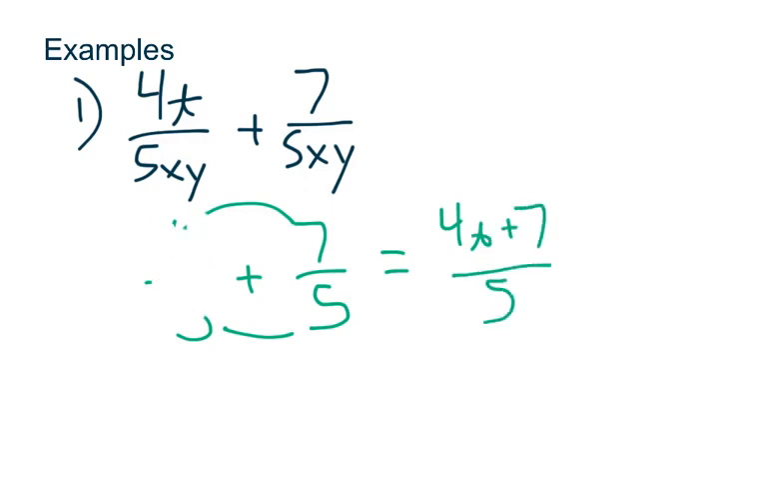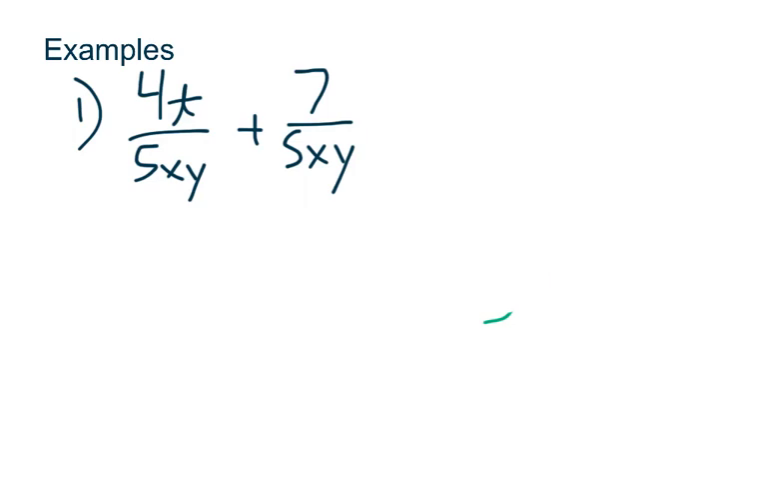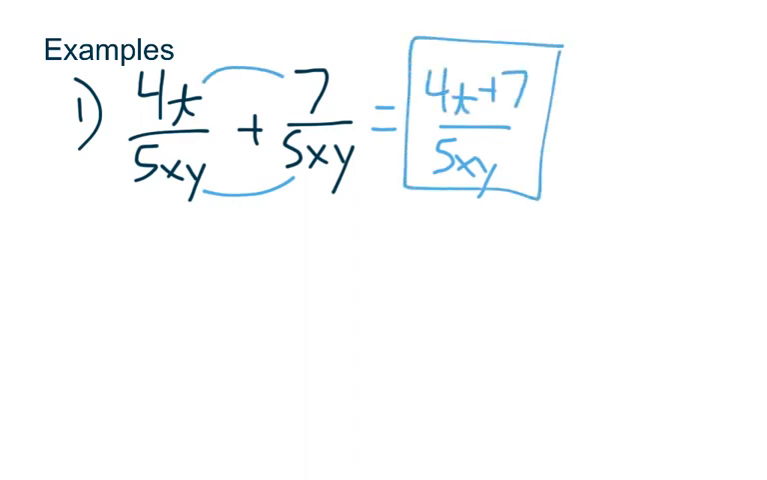That concept is going to hold steady with a more complex fraction, this 5xy. We already have a common denominator. Our denominator is going to stay the same, 5xy. Now we add the numerators together, 4t plus 7. If the denominator is the same, it's all good, and it's really easy. We just have to bring them together.